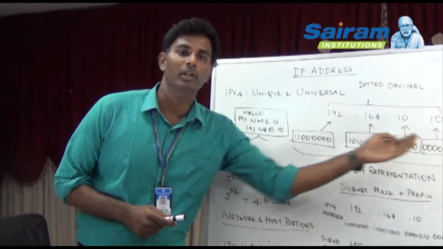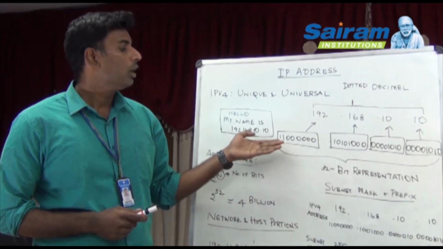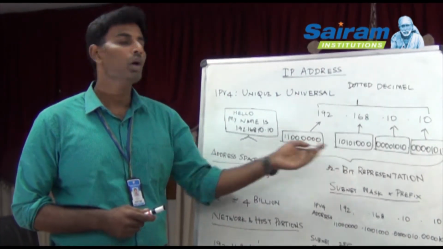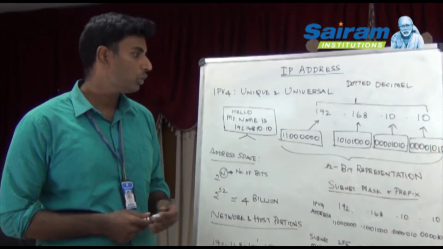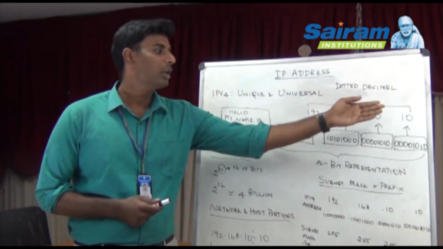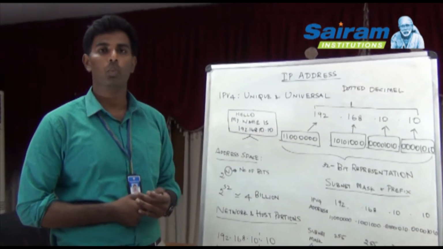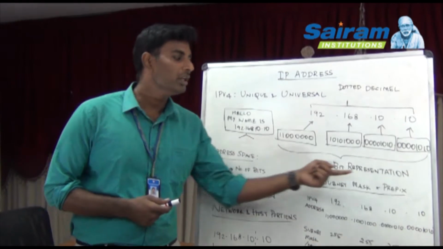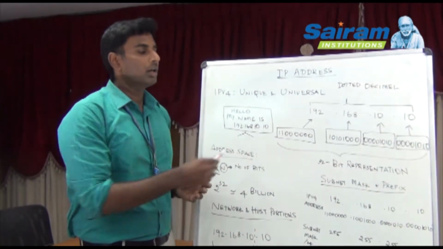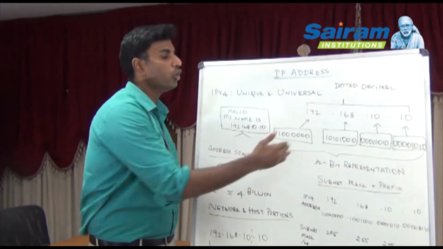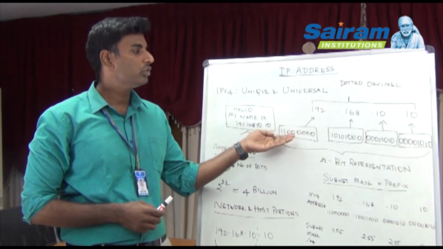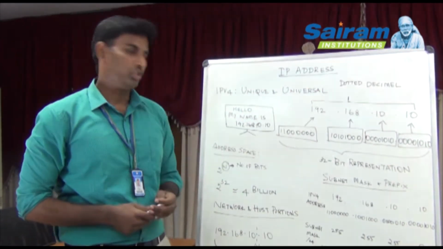In binary format. The 192 is equivalent to 11000000. Similarly, 168 is equivalent to 10101000, and then 10 is equivalent to 4 zeros followed by 1010. Similarly, the last 10 is equivalent to 4 zeros followed by 1010. Now that is called the 32-bit representation. Each IP address can be split into 4 parts. Each is an octet, and each octet corresponds to the dotted decimal representation.